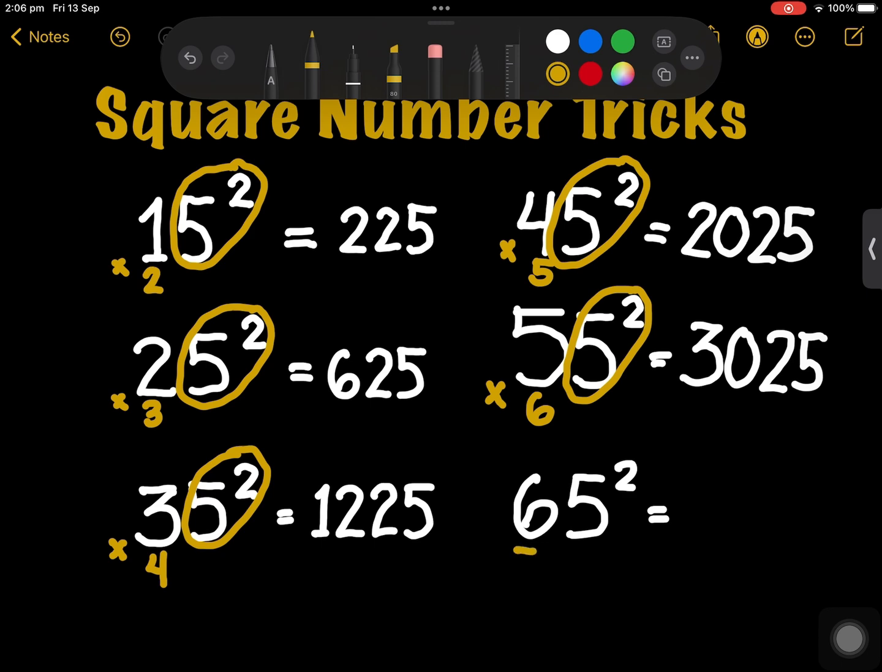And last example, the next number after 6 is 7. So 6 times 7 is 42. Then you find the square of 5, which is 5 times 5, and the answer is 25. So therefore, the square of 65 is 4,225. Okay, that's all.